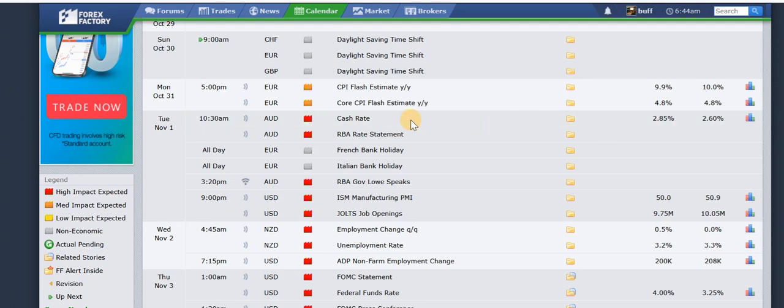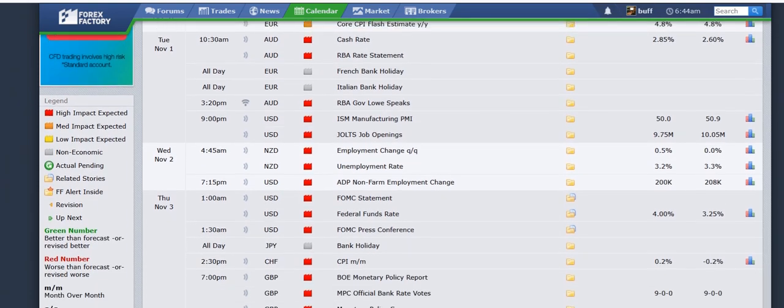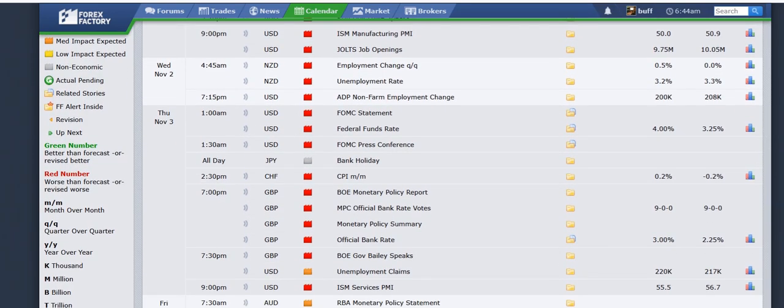So that's Aussie interest rates. US, we've got ISM manufacturing and JOLTS out of the US on Tuesday. So big day Tuesday, mainly the Aussie interest rate news. Doesn't get any better, trust me. Wednesday, unemployment rate out of New Zealand. So that's a big one. And out of the US, ADP non-farm employment change. I don't think too much will happen there.